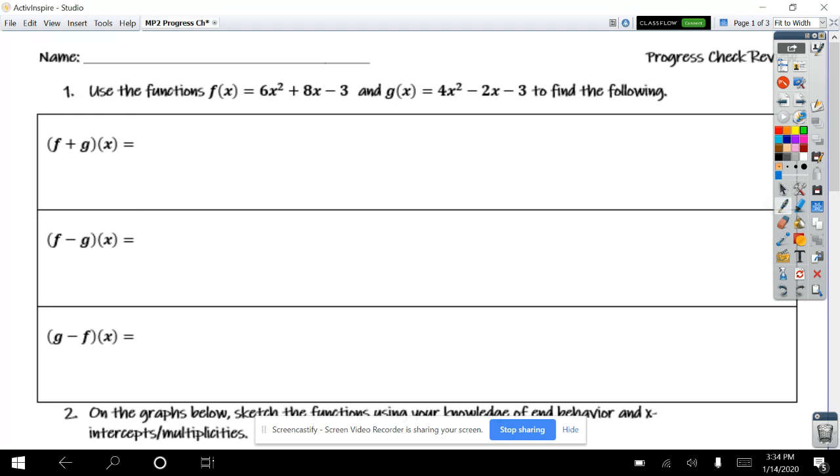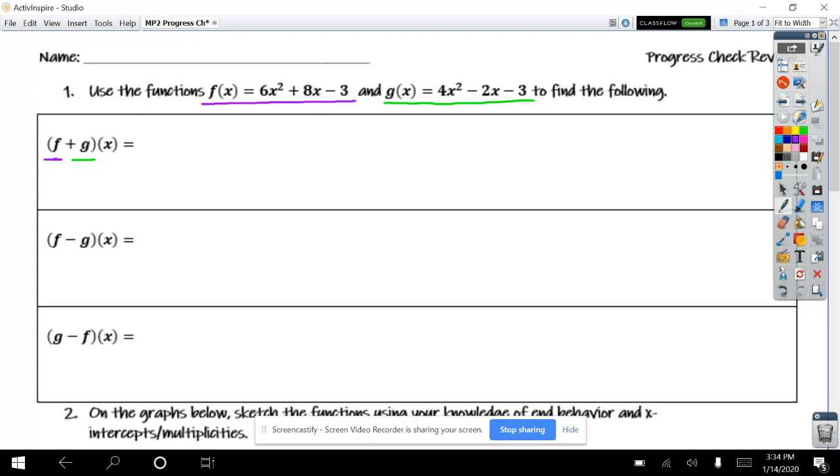So I'm going to use the color purple for f of x and the color green for g of x, so it's really clear which function I'm using at all times. The first question is asking us to add f and g together. I'm going to do it vertically so that I can line up all the like terms and it's really clear what you need to simplify, but it's okay if you do it in a horizontal way, that works too.